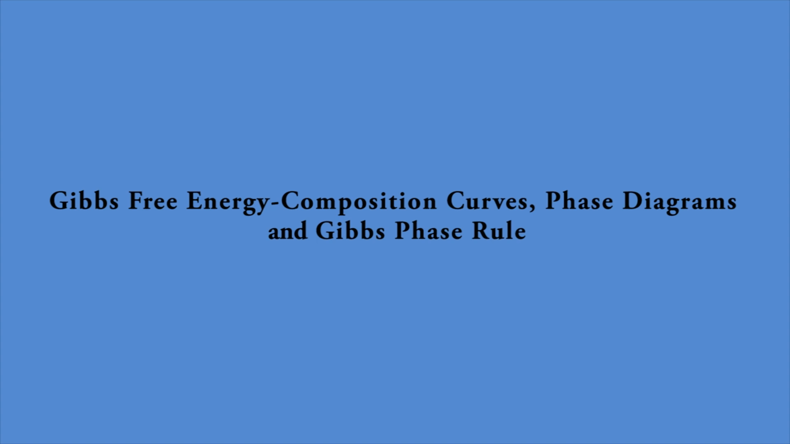Welcome to the 9th lecture of open course on diffusion in multi-component solids. In this lecture, we will see how Gibbs free energy composition diagrams help in determining phase stability and phase diagrams. We will also see how the constraints are imposed on the degrees of freedom based on Gibbs phase rule.